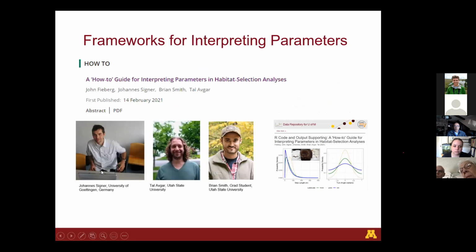These are my co-authors: Johannes Signer, who's at the University of Göttingen, Tal Avgar, who's a professor at Utah State, and one of his grad students, Brian Smith. All of our applications from this paper are also included in supplementary files that have been archived with the data repository of the University of Minnesota. So if you want to actually work with code or with your own data, you can freely download those source files and work through those exercises.